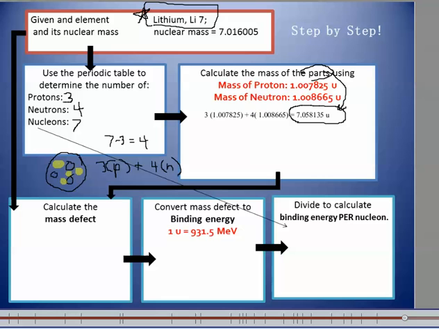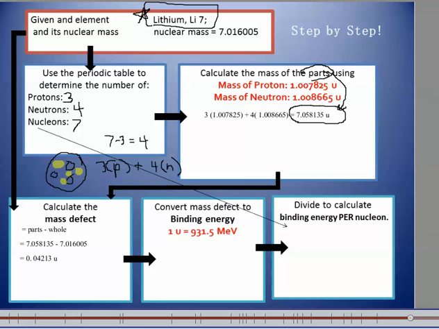Right, exactly. So if you want to write a short version of it, it is the mass of the part minus the mass of the whole. So you might want to just write it very briefly as parts minus whole. 7.058135 minus 7.016005 and that gives 0.04213 atomic units. Sounds good to me.